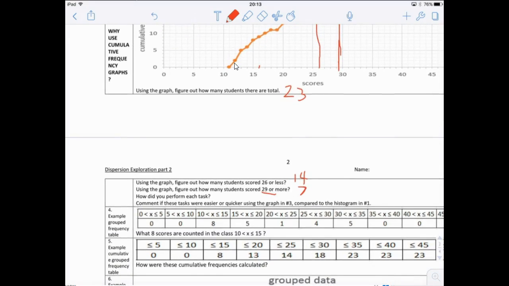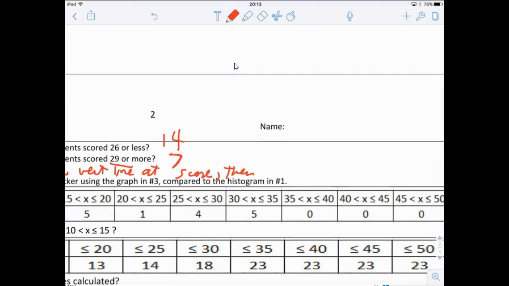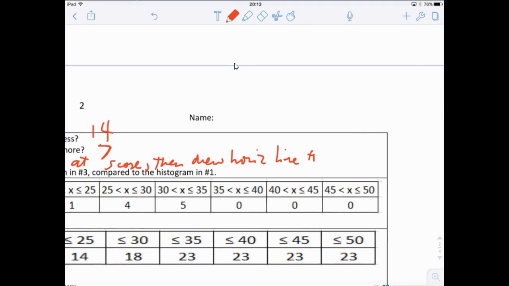Okay. And then how did you perform each task? In this case, what we did was we drew a vertical line at the score, and then drew a horizontal line to the frequency number, the cumulative frequency number.